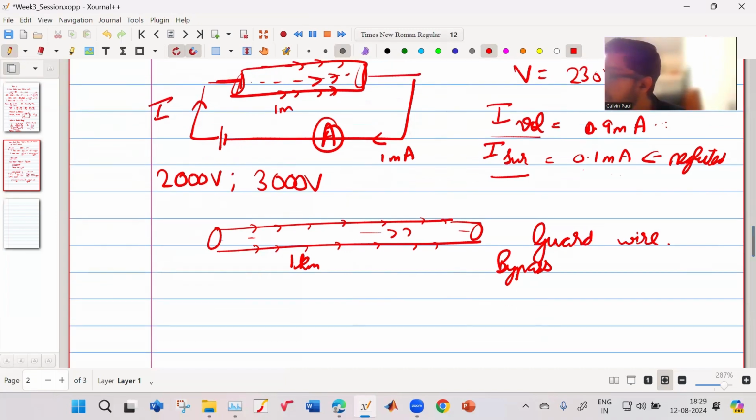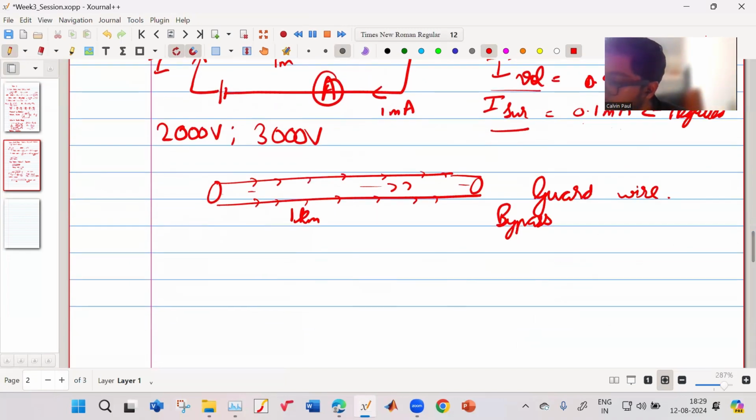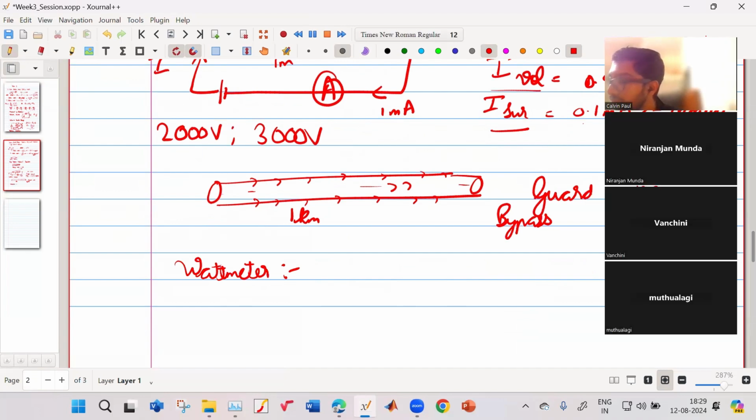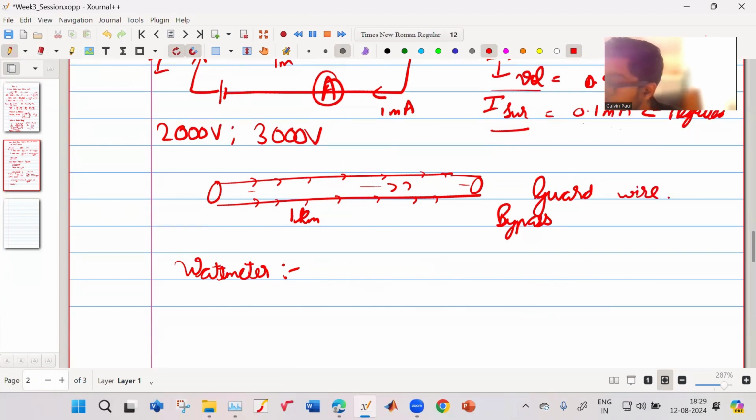Okay, and the last part which sir taught was the wattmeter. So what is a wattmeter used for? Why do we need a wattmeter? For measurement of power. And what is the unit of power? VA, volt ampere, is also apparent power, but in our case we are considering active power. So it is in terms of watts.